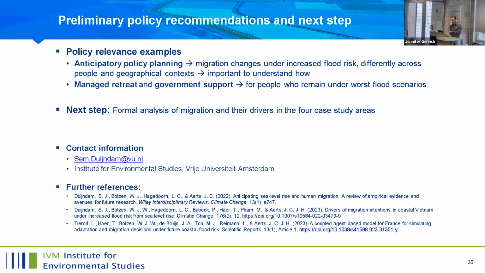Second of all, we see that migration intentions increase, but there is also a large group of people who do not intend at all to migrate, even under the worst case flood scenarios. For these people, extra government support might be needed to make sure that they can still live in place, or that they do have the capability to migrate, for example. In my research, the next step is to do this formal analysis of the four countries and see how these drivers differ across contexts and across people.